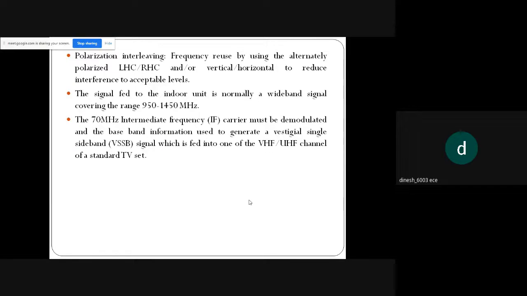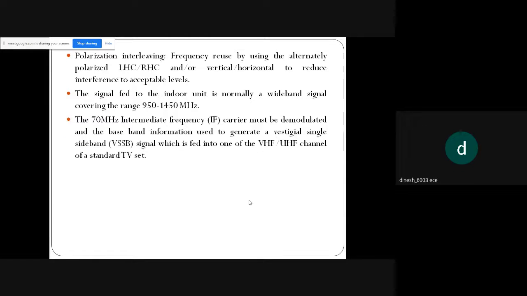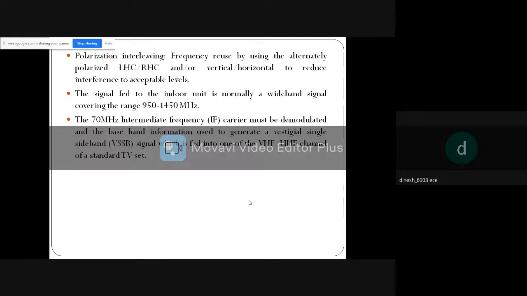with a wideband signal covering the range of 950 to 1450 megahertz. So this is why from the outdoor unit we get the frequency signals in 12.2 to 12.7 gigahertz in America. That is converted to 950 to 1450 megahertz and it is fed into the indoor unit of the TVRO system.